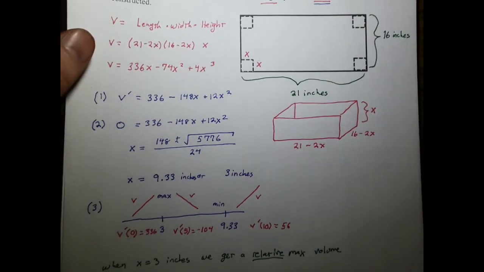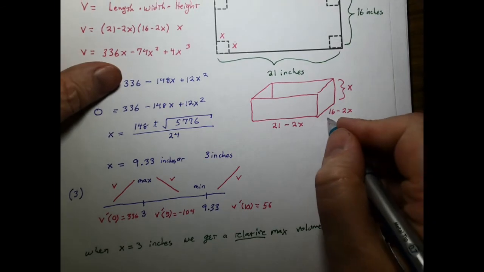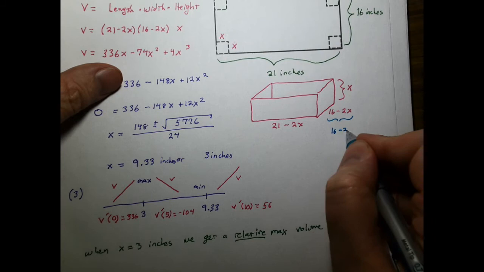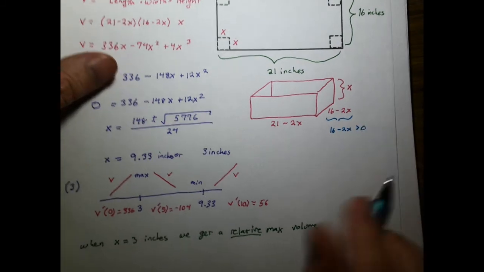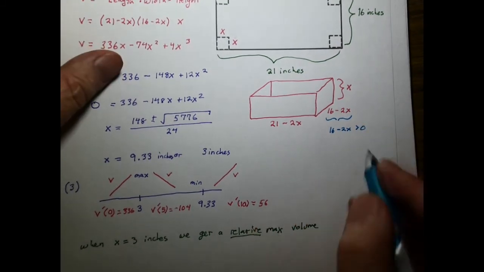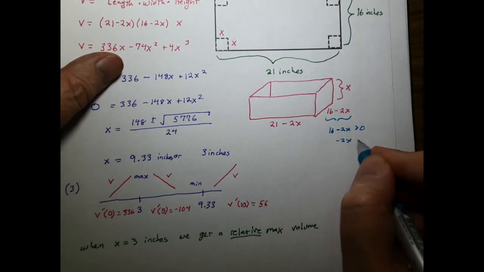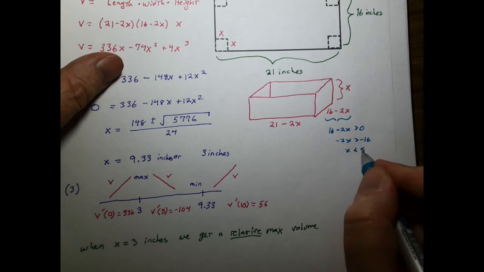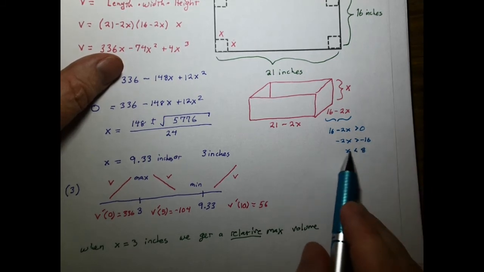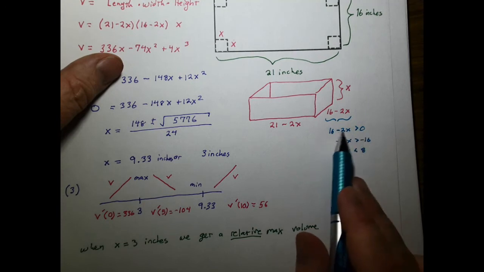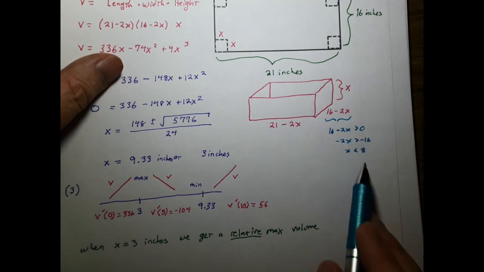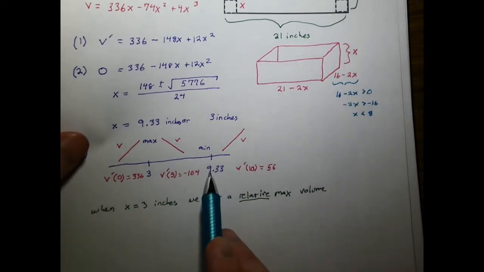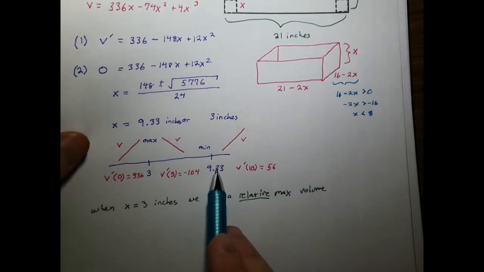So, in fact, let's just take a look right here. If we expect 16 minus 2x to at least be bigger than 0, so you have a positive width, then the x has to be less than 8. So whatever makes 16 minus 2x positive means the x cannot be bigger than 8. So this really can't happen or you won't have a box.